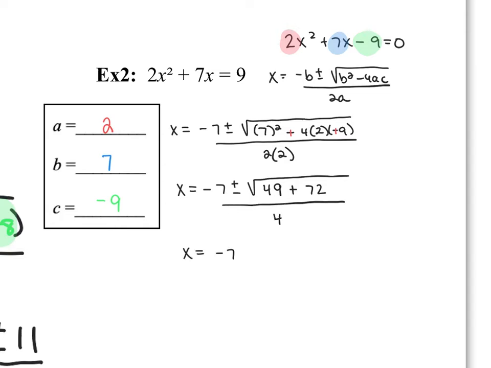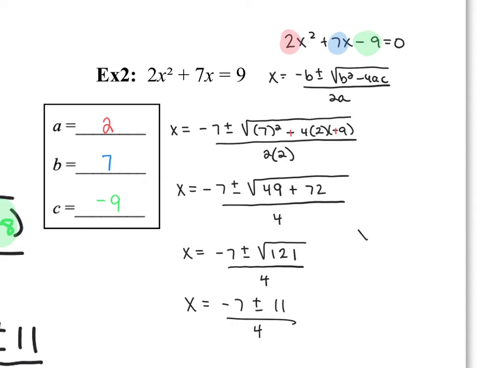So now I've got -7 plus or minus the square root of 2 plus 9 is 11. Carry the 1. Again, I've got 121. So clearly the first couple we're just making so the numbers inside are square rootable. So now I'm going to do the square root of 121, which is going to be -7 plus or minus 11 over 4.